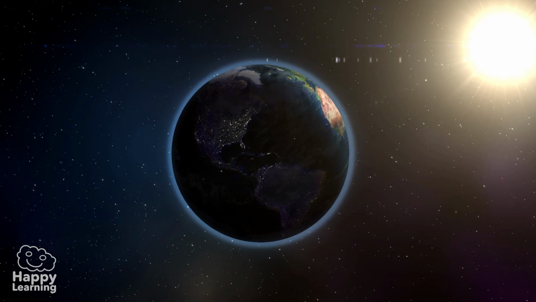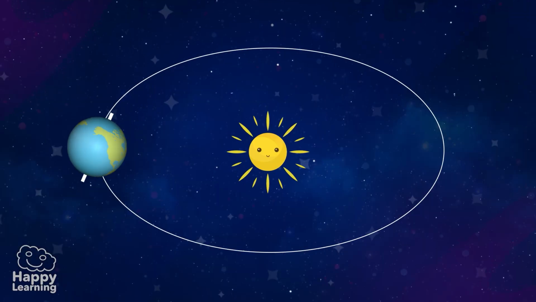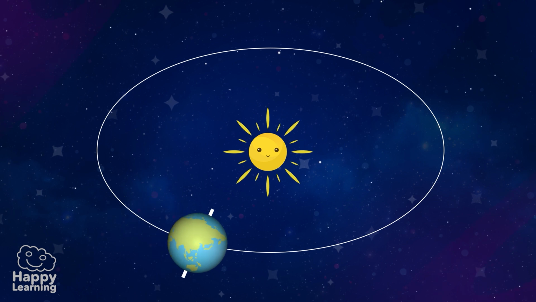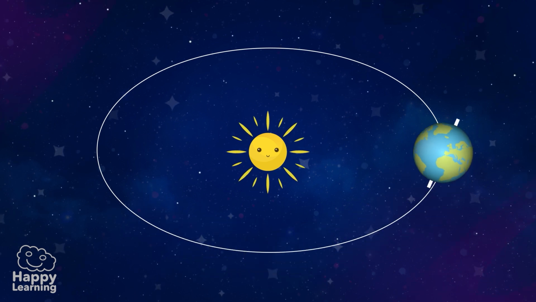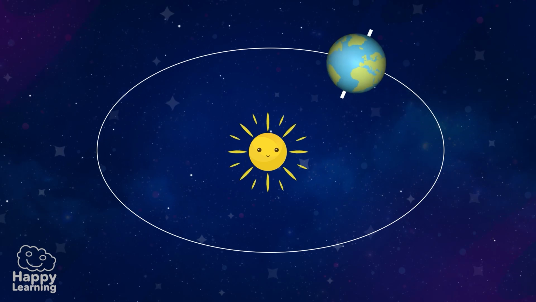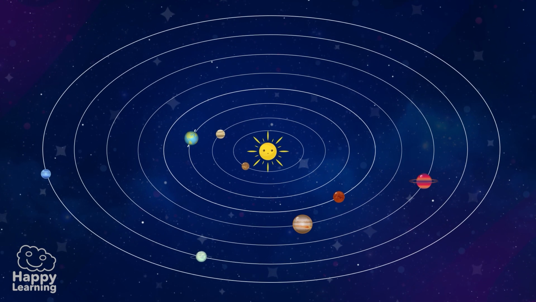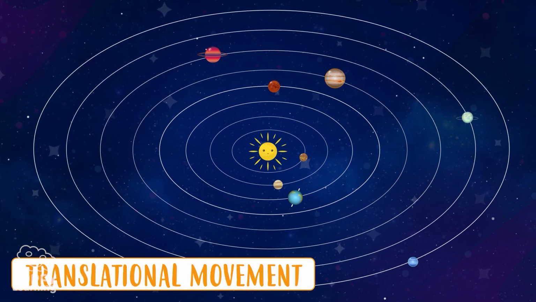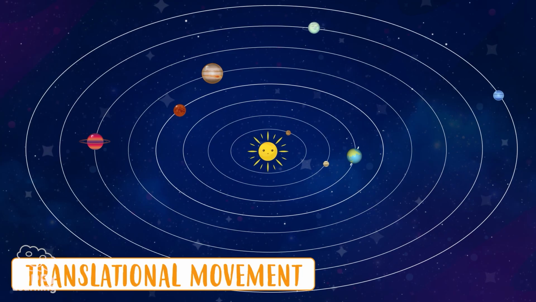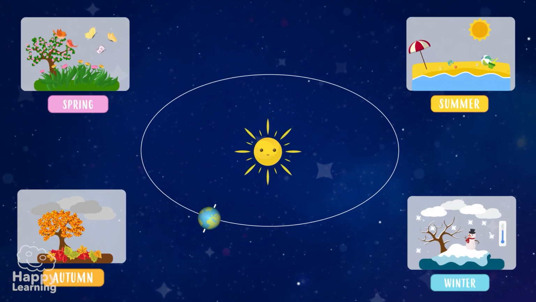Hey happy friends! Have a look at these images. It's our planet, the Earth going round the Sun. All the planets in the solar system do this. And this movement is called the rotational movement. And it is on Earth where the rotational movement causes the 4 seasons.